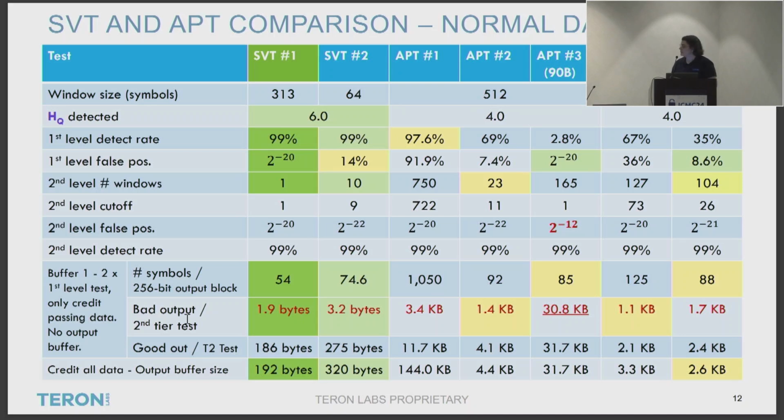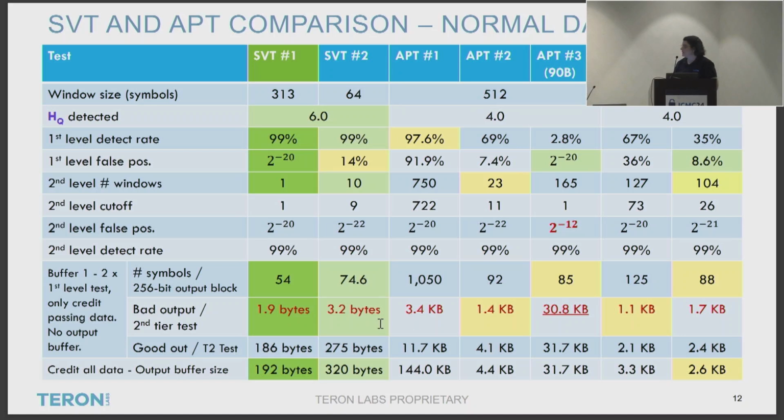Another thing that I think is really important is how much bad output is there before these health tests detect that there is a problem. So this is the average amount of bytes or kilobytes output per second tier test. So you can see the SVT tests are only putting out, on average, 2 or 3 bytes per test. So this means most of the time they output nothing, and then once in a while they output an entire block of bad data, and it averages out to 2 or 3 bytes per test.